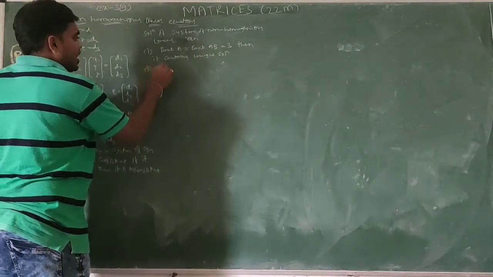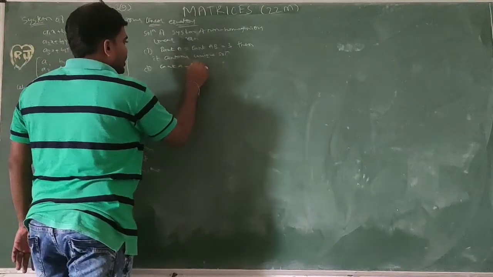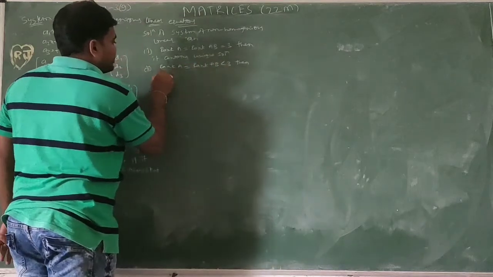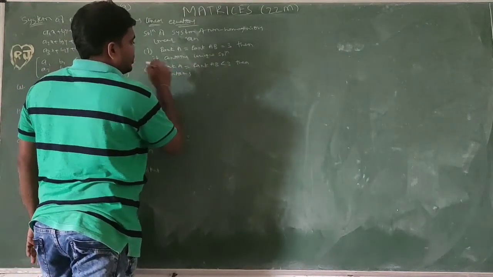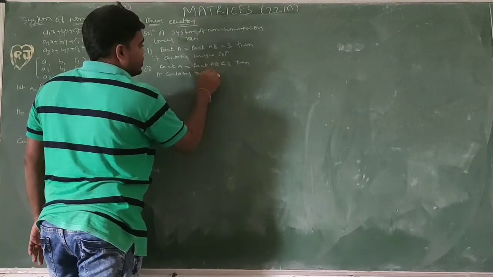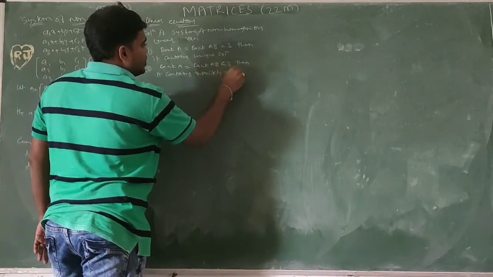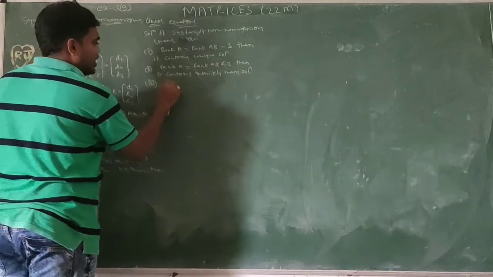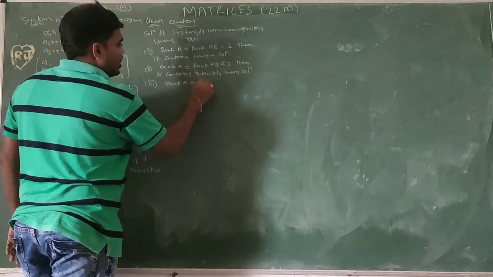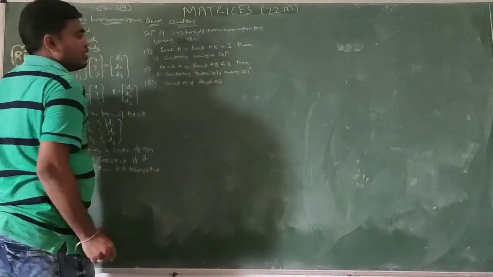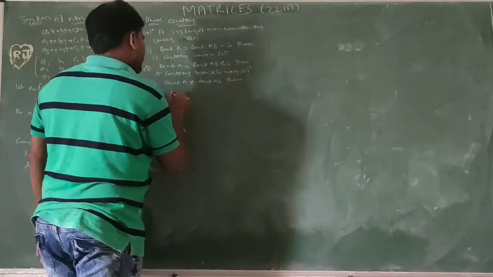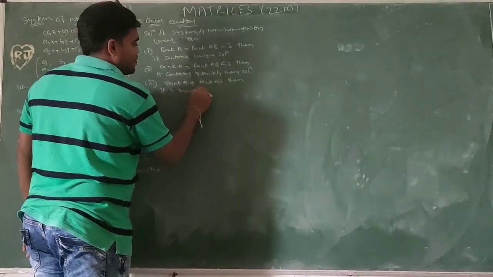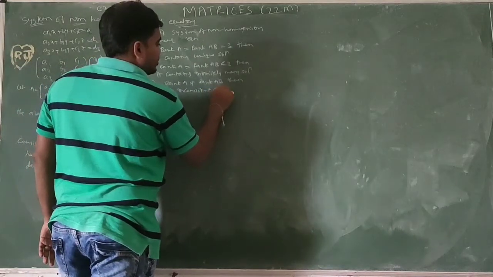Second, rank A equal to rank AB less than 3, then it contains infinitely many solutions. Third, rank A not equal to rank AB, then it is inconsistent and no solution.